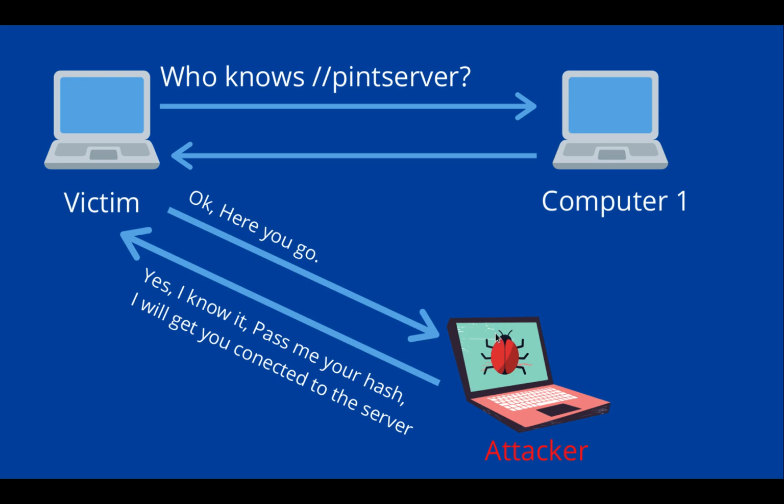So what exactly happens is that an attacker can listen on a network for these kinds of LLMNR broadcasts and respond to them, right? What the attacker does in this scenario is pretend that he knows the particular host. He responds back to the victim saying, "Yes, I know the host, pass me your hash and I'll get you connected to the server." And the victim actually passes its password hash to the attacker, right? Using that password hash, the attacker can crack it and gain initial access to the computer. So this is basically how an LLMNR poisoning attack happens, right?